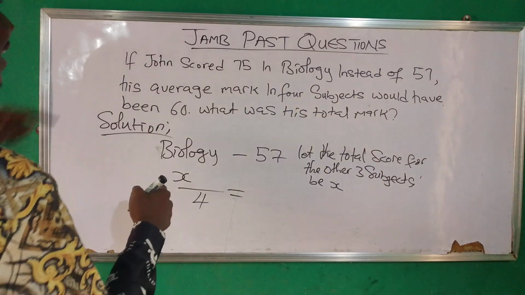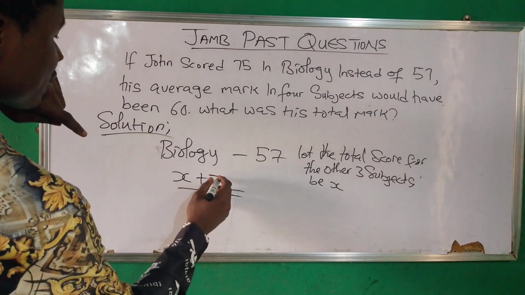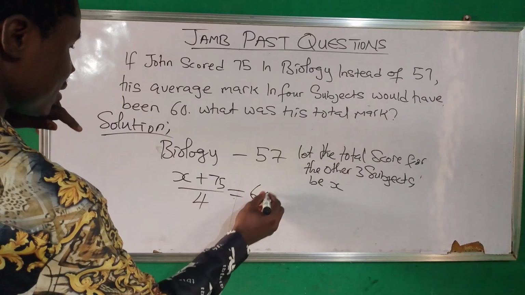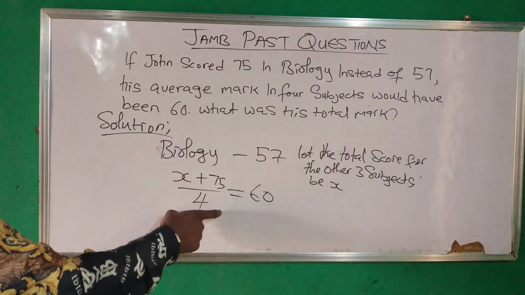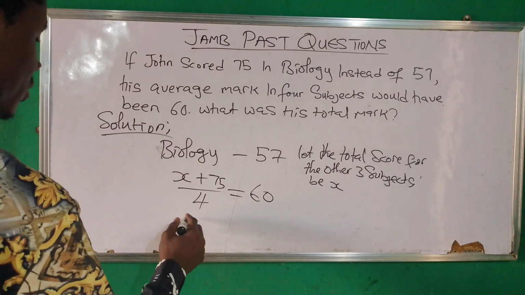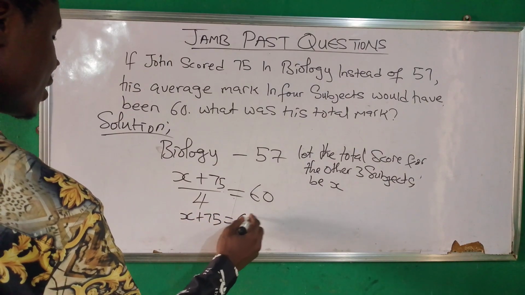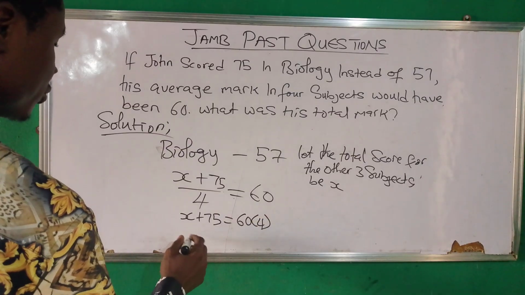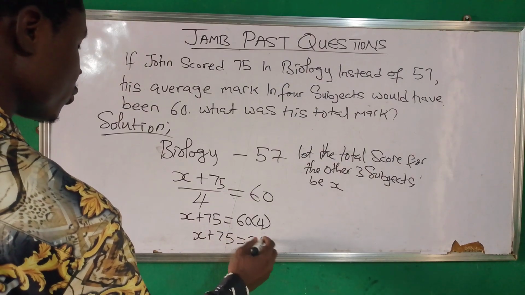Alright, and if he had scored 75 in biology, X plus 75, his average would have been 60. Alright, if you get to this point, remember there is a fraction here facing an equation sign. What you do is you cross multiply. So if you cross multiply, you have X plus 75 equals 60 times 4. 60 times 4 will give us 240. So we have X plus 75 equals 240.